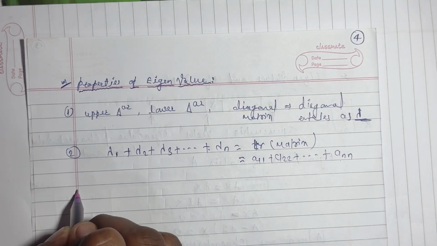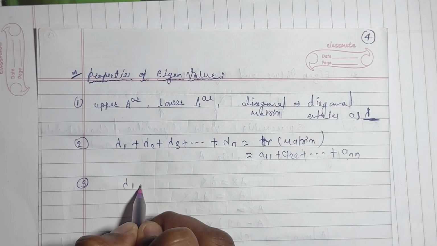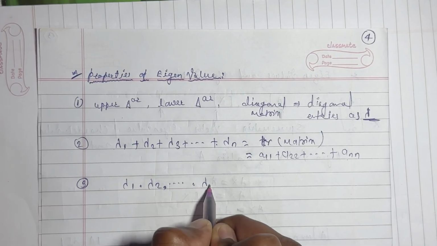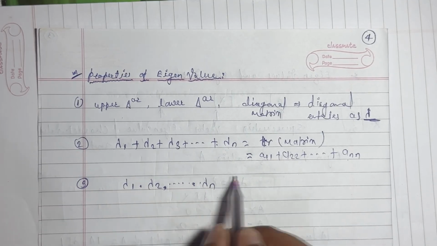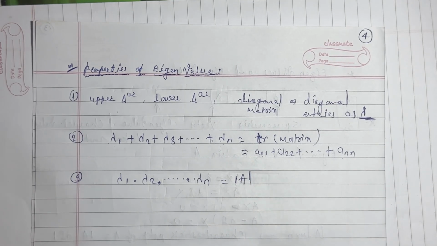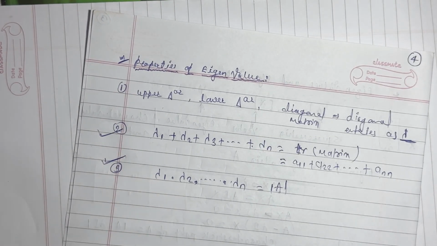Very important point. Third, the multiplication of eigenvalues. How do we define the multiplication of eigenvalues? Lambda 1 multiplied by lambda 2 up to lambda n. Whenever you multiply all n eigenvalues, we get the determinant of the matrix. Consider that matrix as A. So if you multiply all the eigenvalues, you will get the determinant of the matrix. These are two very important remarks, and they are useful for finding eigenvalues and eigenvectors.